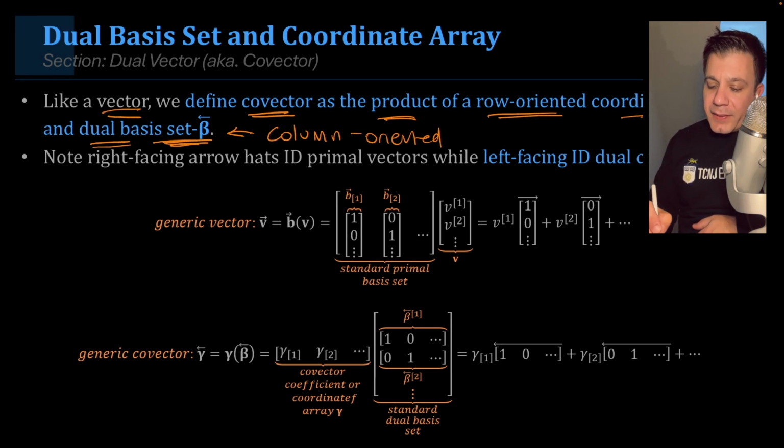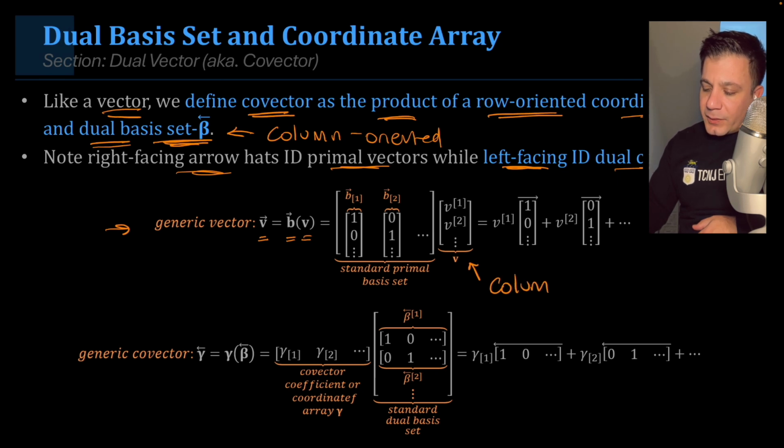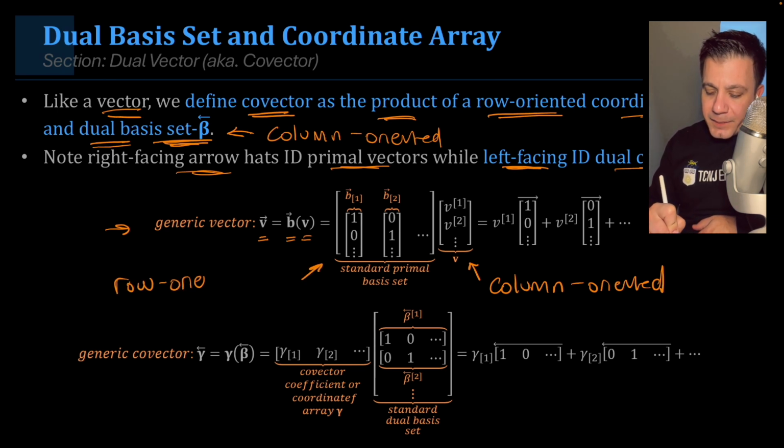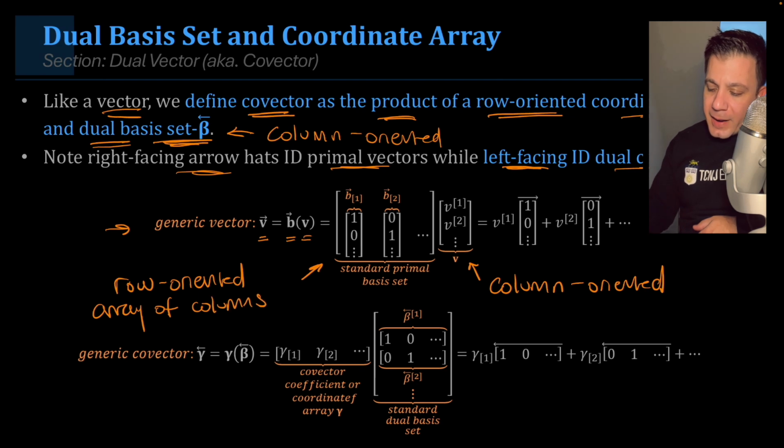Now, we've already said that the right-facing arrowheads indicate primal vectors and the left-facing arrowheads indicate covectors. So here's an example of a vector. You can see that vector v is equal to its basis set times its coordinate array. The coordinate array is a column-oriented array, and the basis set is row-oriented, but it's really a row-oriented array of columns.